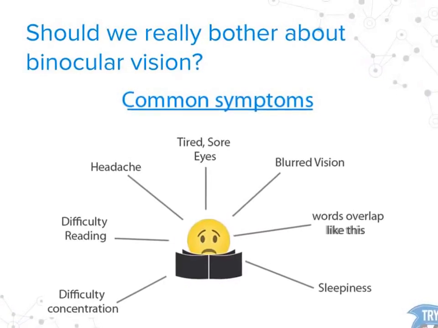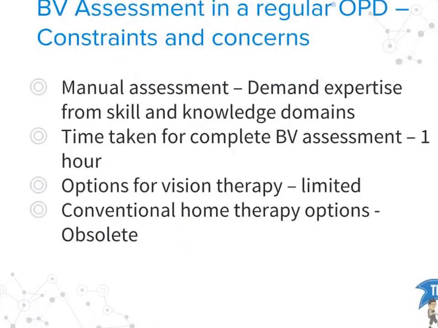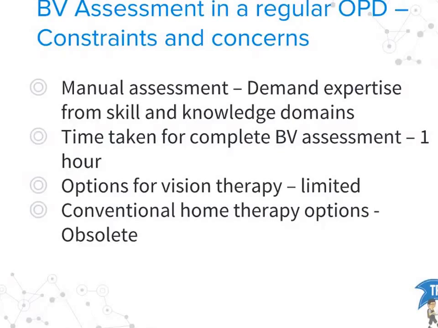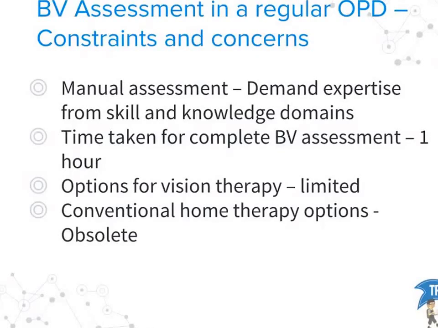When you're thinking of doing a manual binocular vision assessment in a regular OPD, we of course have a lot of constraints and concerns. A manual orthoptic assessment demands expertise from both skill and knowledge domains. To get the practitioner trained, they need at least 6 months to 1 year of training. Even after training, it takes at least an hour to get the entire BV assessment done.